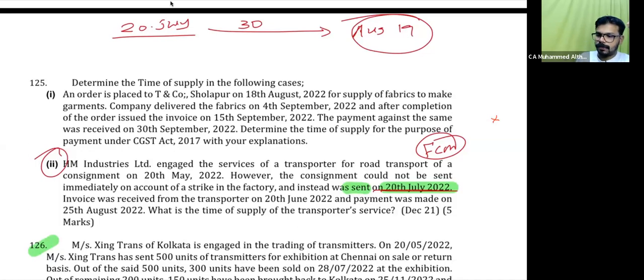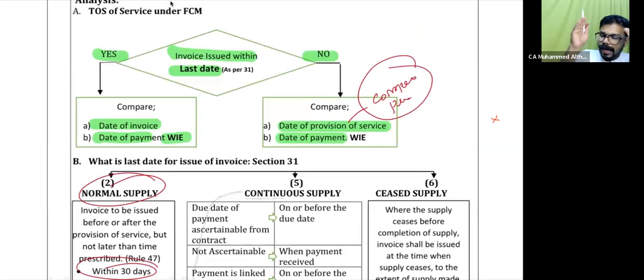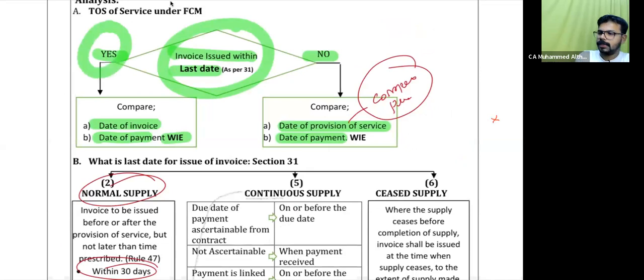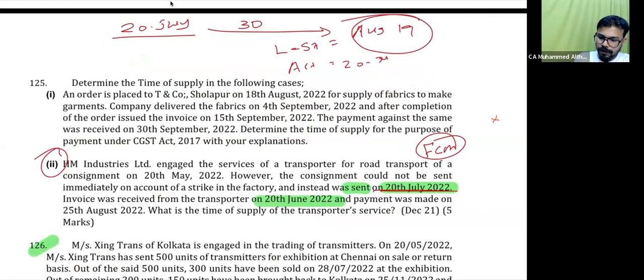But what is the actual date of invoice? The invoice was received on 20th June. So how do you compute the time of supply? You have to check whether the actual invoice was issued within the last date. Yes, because the last date is 19th August, but the invoice was issued on 20th June, before the last date. So you have to compare date of invoice and date of payment. Date of invoice is 20th June. Date of payment is 25th August.